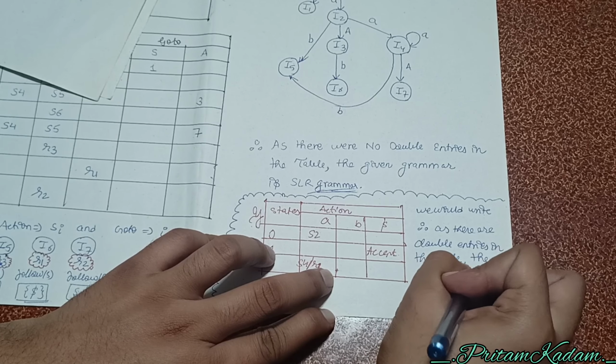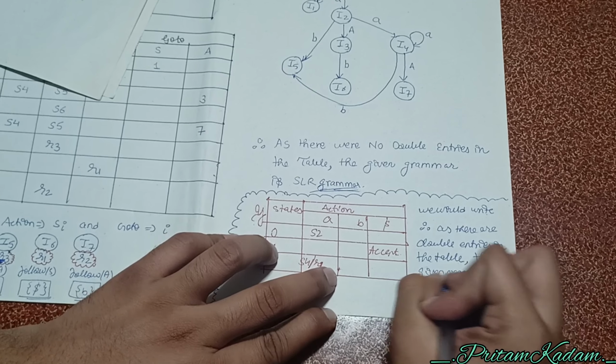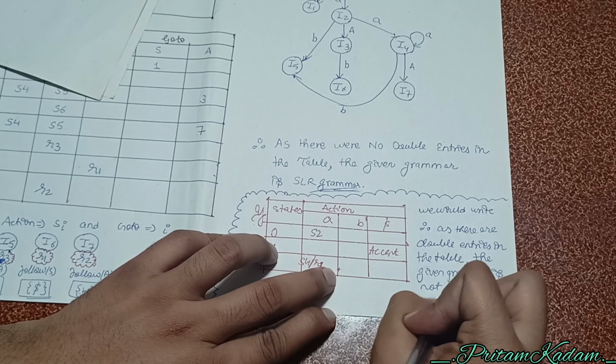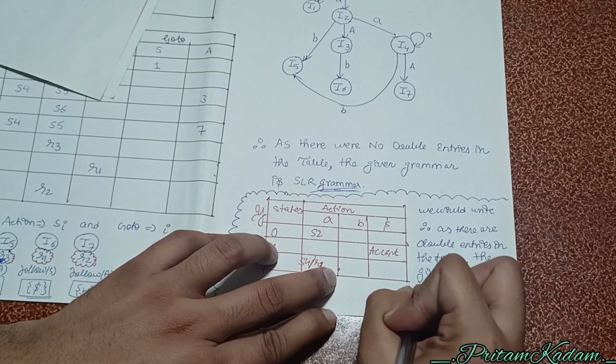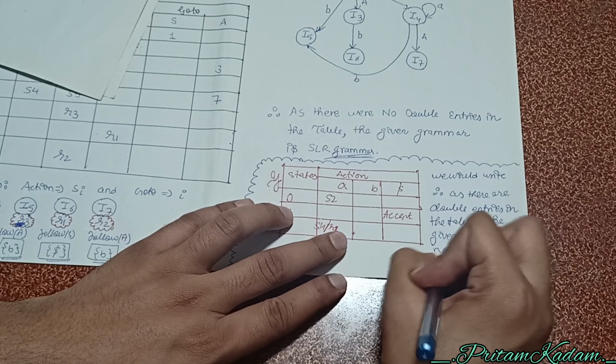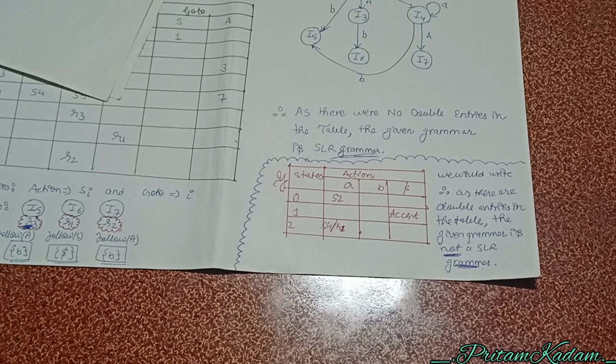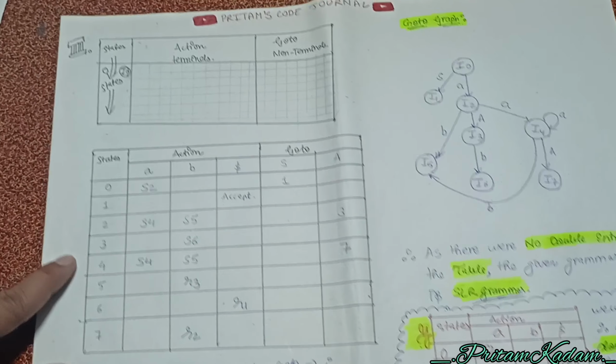Okay, so let us write it down. The given grammar is not a SLR grammar. Okay, don't get confused with this part. This was just an if condition, that if there were double entries in the SLR parsing table, then we would have written it like that.